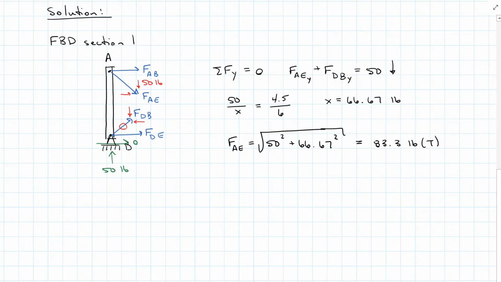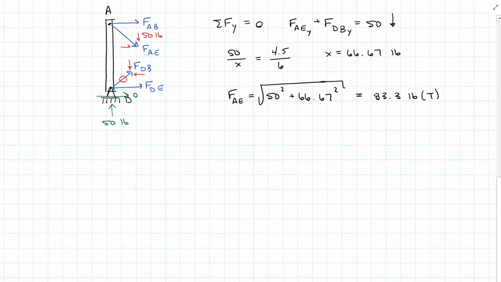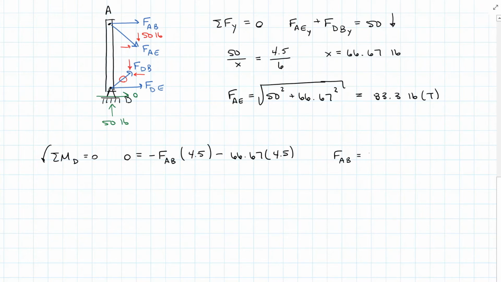Now that I have that, I can sum moments about D. And I find that force AB is equal to 66.67 pounds in compression. Now this one can be in compression because the only slender members that we're talking about are those crossing members in the middle of the bays, not the entire truss. Okay, so AB can be in compression.